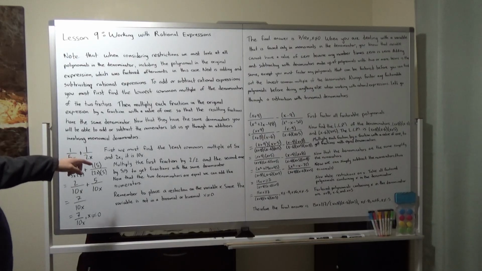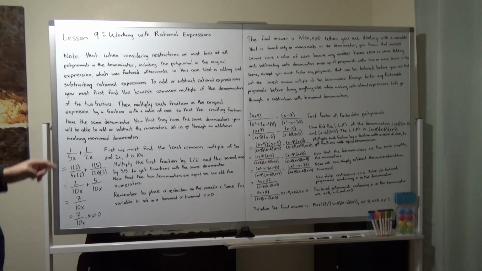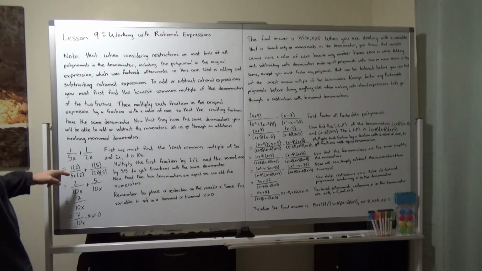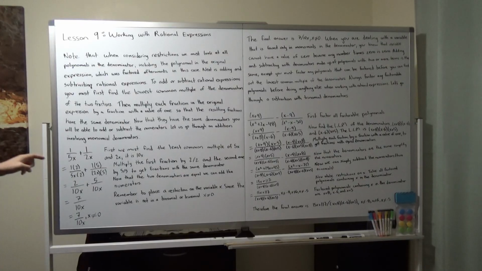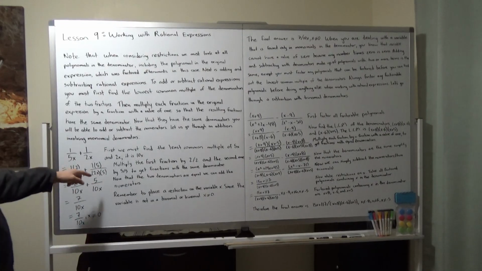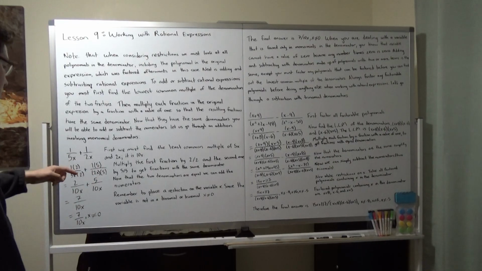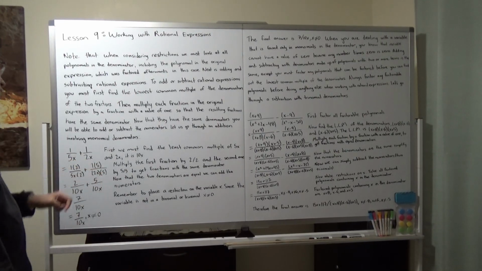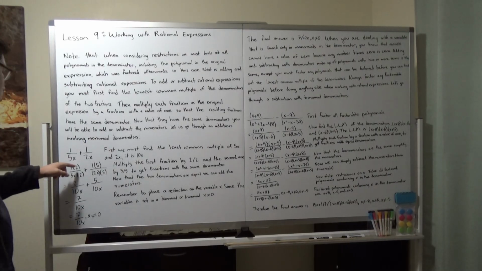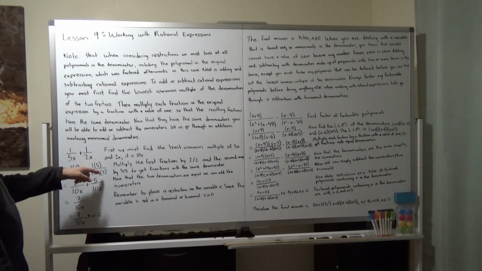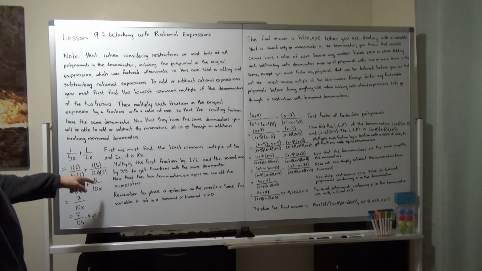Multiply the first fraction by 2 over 2 and the second one by 5 over 5 to get fractions with the same denominator, which is the least common multiple of the two denominators. So we want a denominator of 10x. What times 5x equals 10x? 2. What times 2x equals 10x? 5. So we multiply this fraction by 2 over 2 and this fraction by 5 over 5. 2 times 1 is 2, 5x times 2 is 10x. 5 times 1 is 5, 2x times 5 is 10x.